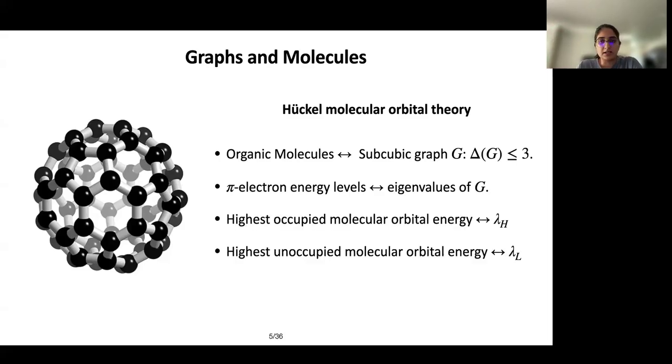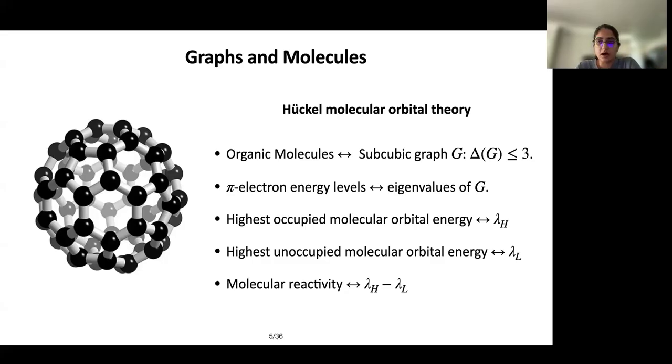More particularly, the highest occupied molecular orbital energy is lambda H, the larger one of the median eigenvalues, and, sorry, this should be the lowest unoccupied molecular orbital energy, which would be lambda L, the lower one of our median eigenvalues. And actually, the molecular reactivity is governed by the difference between these two median eigenvalues. So that is why people started caring about how this gap behaves. More particularly, can we even bound these eigenvalues lambda H and L?